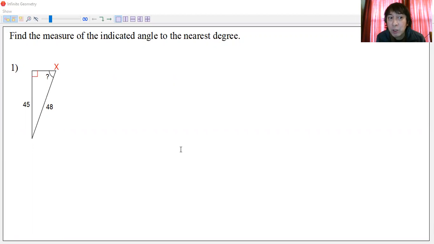Now, notice that the 48 is opposite the 90-degree angle. So that means the 48 is hypotenuse, and the 45 is opposite the angle with a question mark. When we say opposite, it's this, like that. And this is the 90 degrees, 48 is the opposite side. So remember, if you have this angle, the opposite side is the one that closes the figure. This is the opposite side.